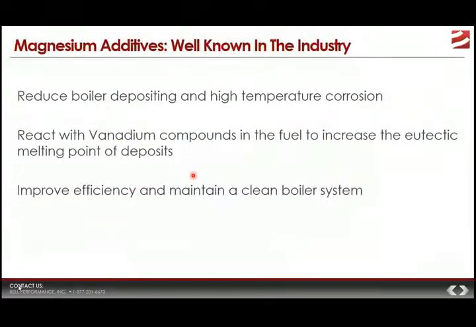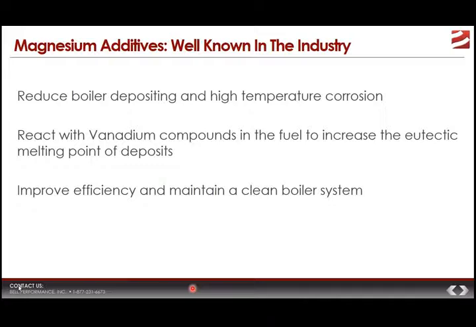Now, the industry standard for addressing these kinds of issues has usually been some kind of magnesium treatment added to the fuel oil. Magnesium treatments like these have been used in the industry for decades, since at least the 1950s. Magnesium additives have been proven pretty effective at reducing boiler depositing and cutting down on high temperature corrosion. They're very effective at reacting with the vanadium components in the fuel to increase the eutectic melting points of the deposits and change their physical consistency.